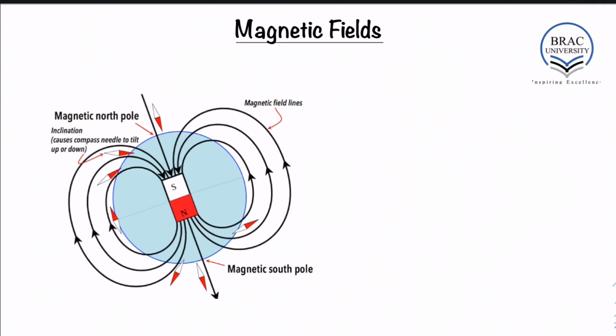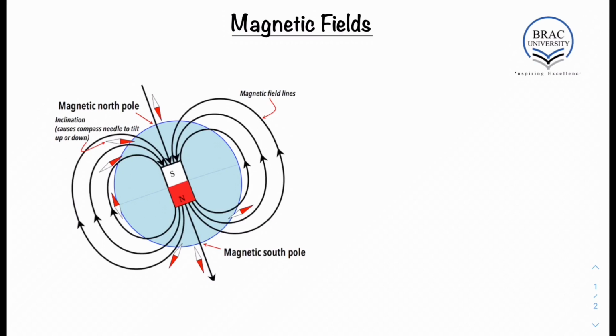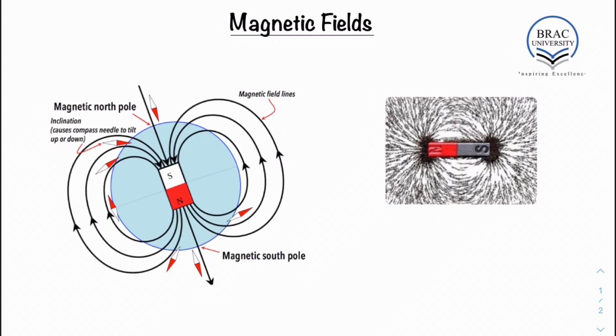Now we can find out the shape of the magnetic field lines by putting small compass needles at different points around the Earth. Now these magnetic field lines are actually invisible, but we can visualize them by doing a small experiment. So here on the right in this figure, you can see the result of that experiment. So it's a very simple experiment.